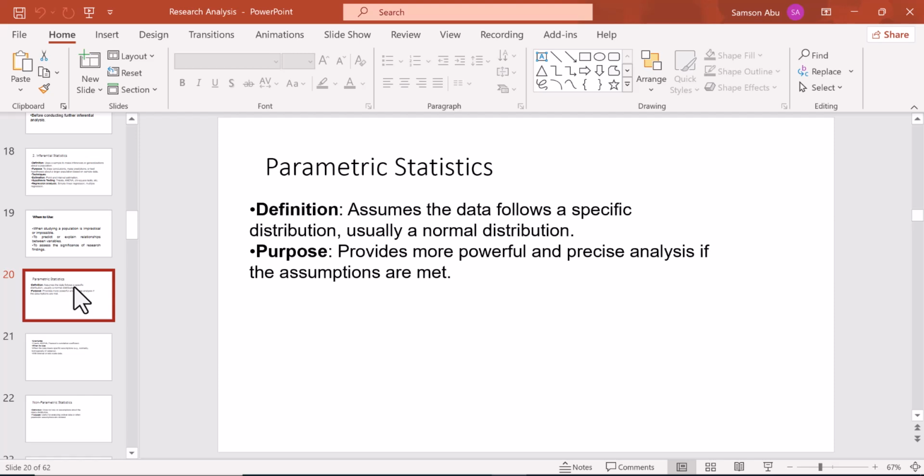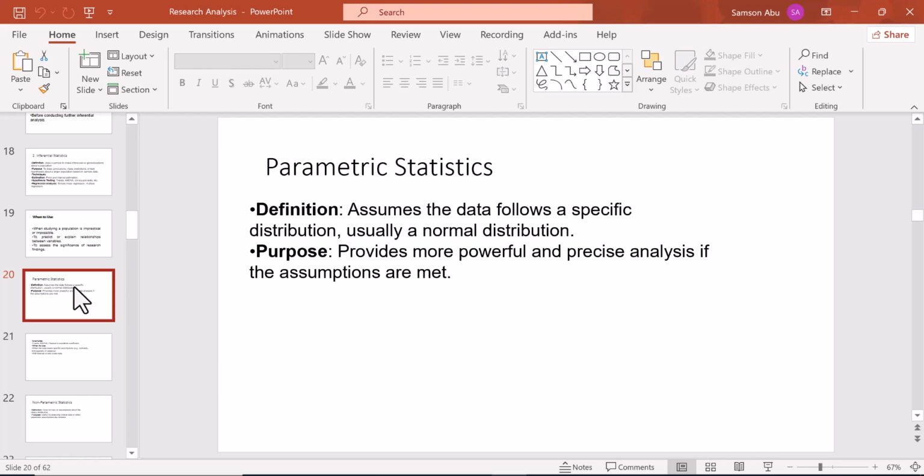Now, let's pick it from the lens of parametric statistics. It means that the data you want to analyze follows a specific distribution. In other words, it is normally distributed. The purpose of this is it provides more powerful, precise analysis if assumptions are met. And that is why I used to tell people, before you run your inferential statistics, it is important you test to ensure that the assumptions are being satisfied.